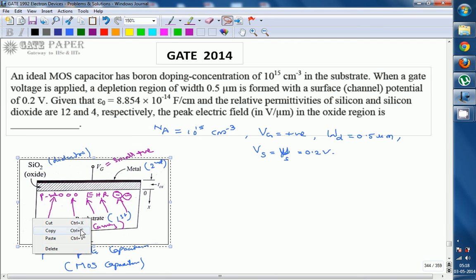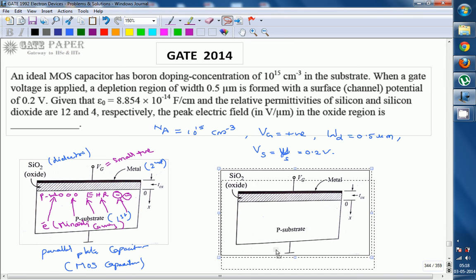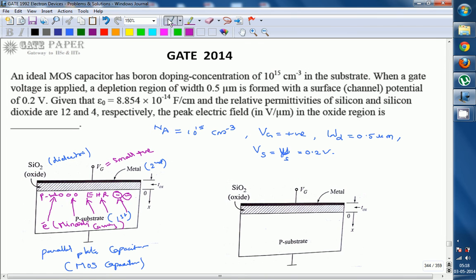The depletion region consists of negative ions. So if you apply a small positive voltage, what you get is negative ions in the p-type substrate, which is called the depletion region. The depth or width of the depletion region is Wd, whose value is given as 0.5 micrometers. And below that, the p-type substrate is neutral.